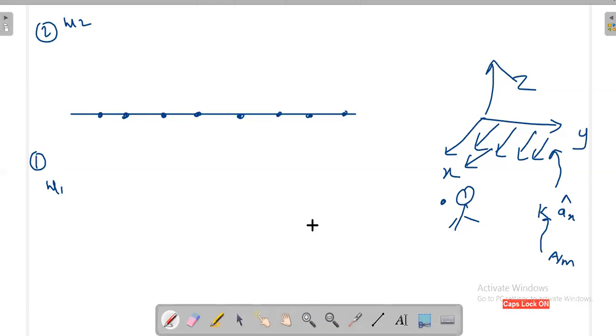But suppose I have a surface current. How can I get the current? If I multiply with some length, can I get the current? Because K is ampere per meter. Once I multiply with some meter, definitely I will get a current. So from surface current, if you want a current, you have to multiply with some dimension.